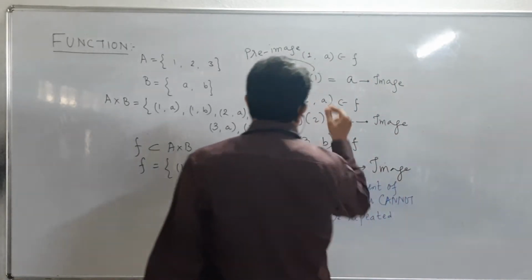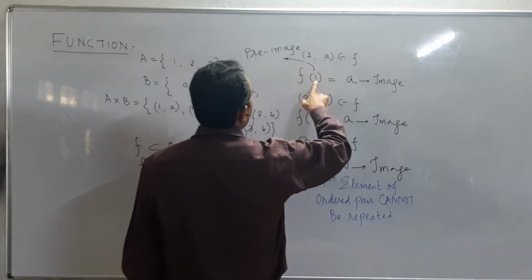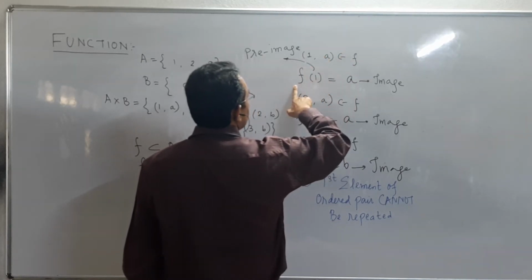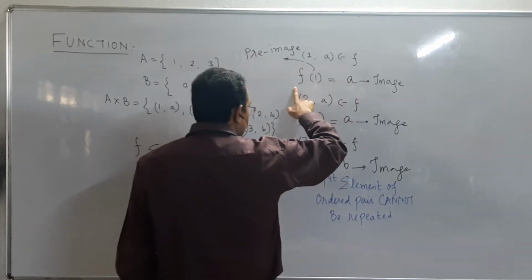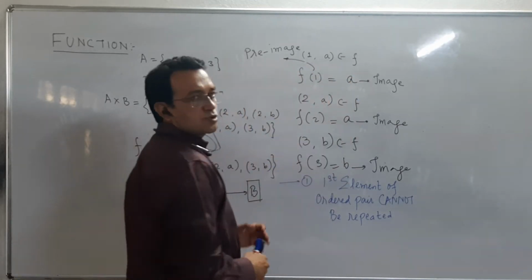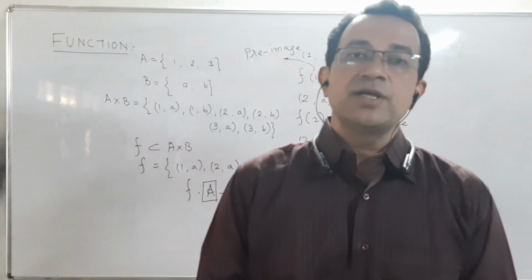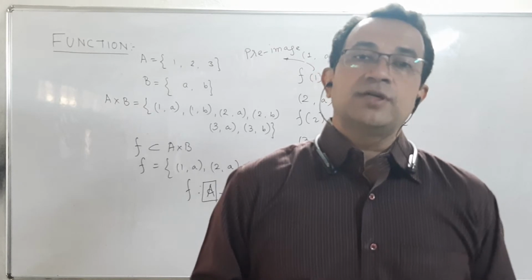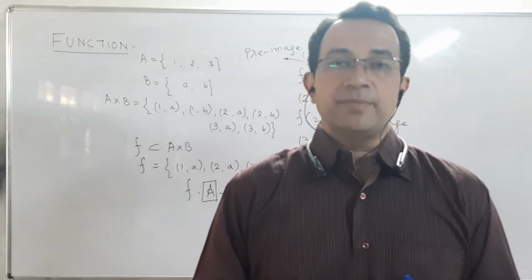Then when we write an ordered pair (1, A) belongs to F, the image of 1 under the function F is A and the pre-image of A under the function F is 1. So in simple words, the number written on the left-hand side becomes the pre-image and the value written on the right-hand side becomes the image. This we have to remember, students.